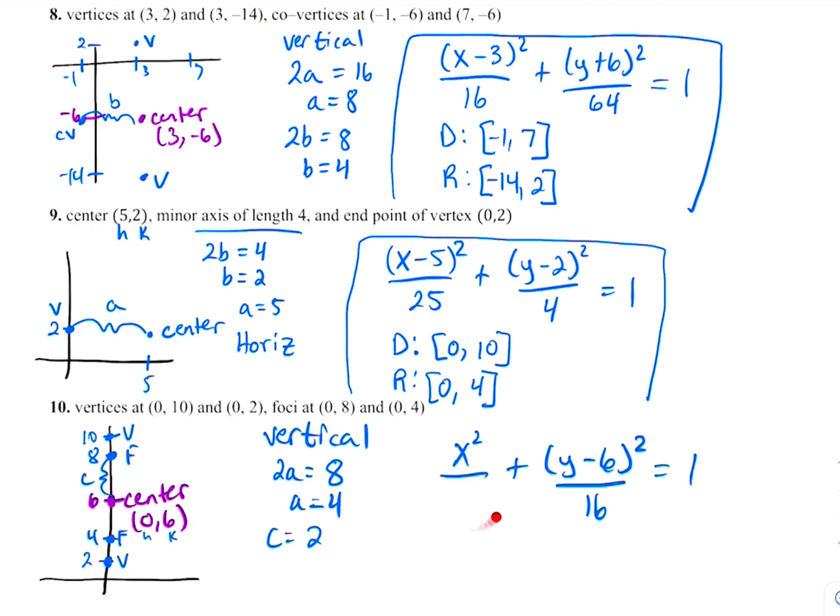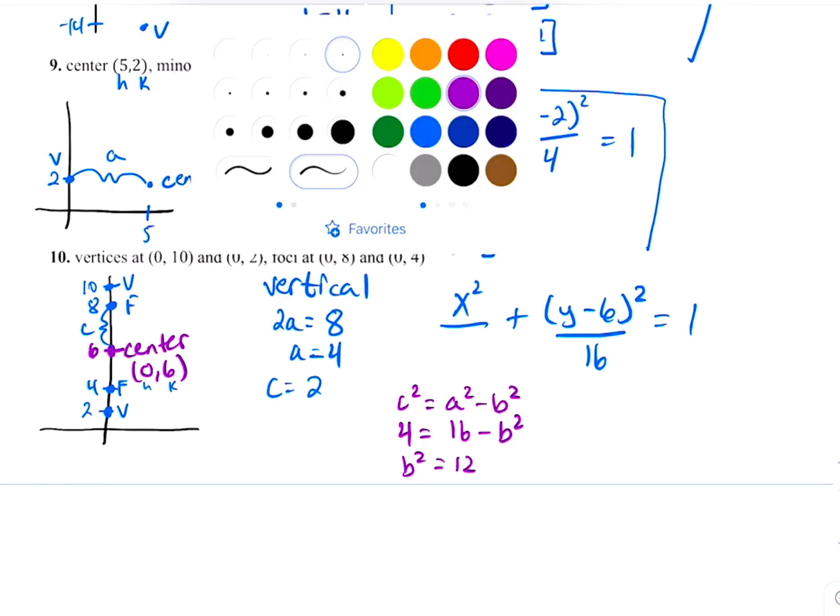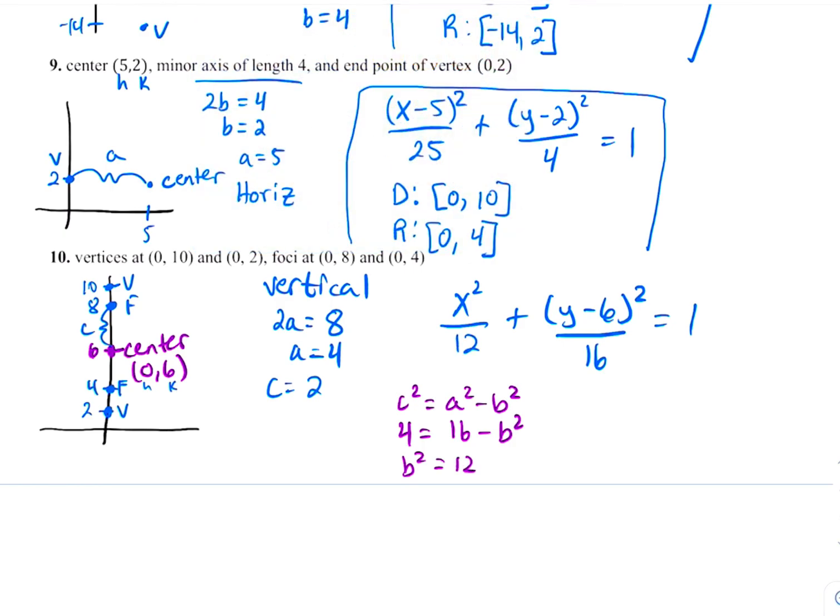And then I'm missing my B value. So I'm going to have to use my A and C to figure that out. So remember, this is when we use C squared equals A squared minus B squared. So 2 squared is 4. A squared is 16 minus B squared. So I'm going to choose to add the B squared to make it positive. And then at the same time, I'm going to subtract my 4. So 16 minus 4 is 12. So I need the 12 for the equation.